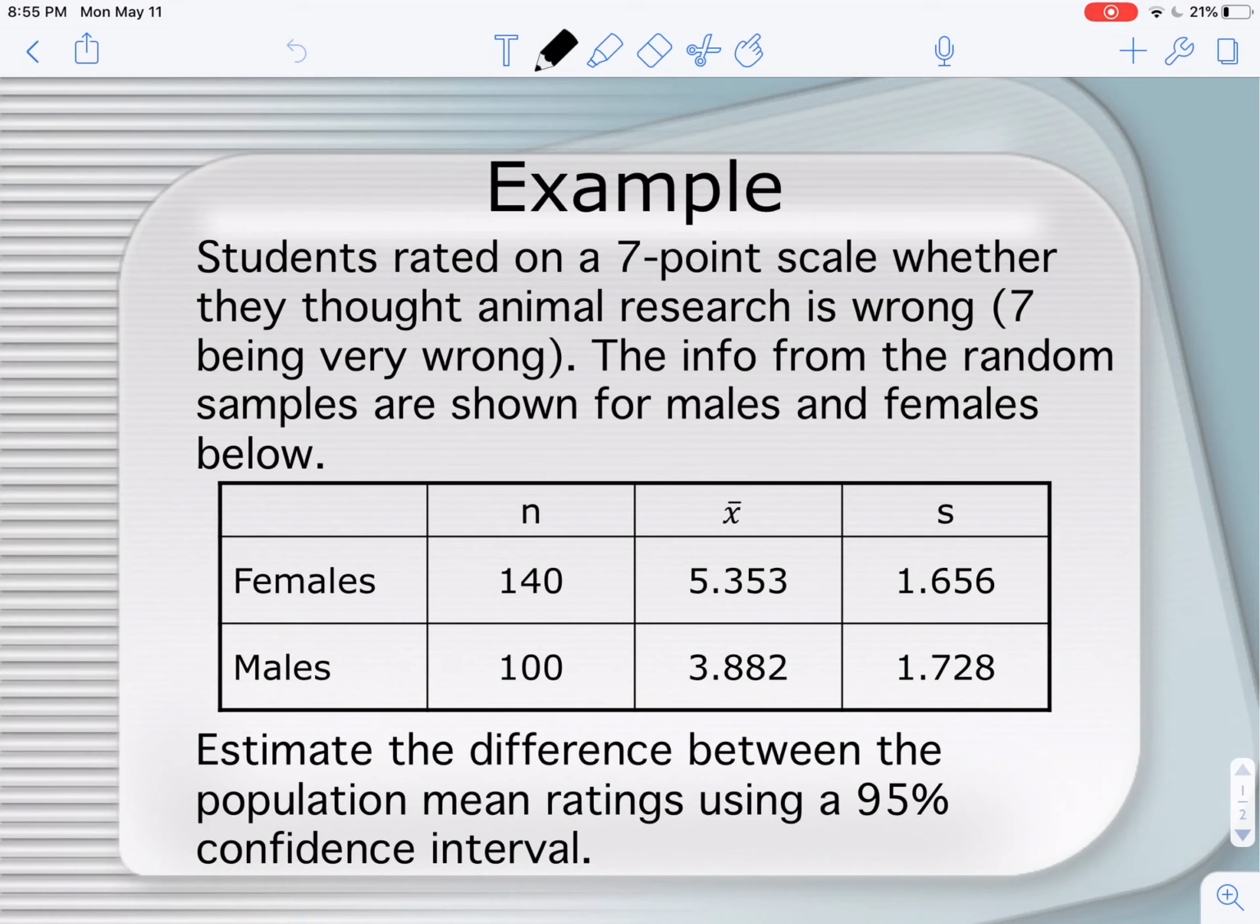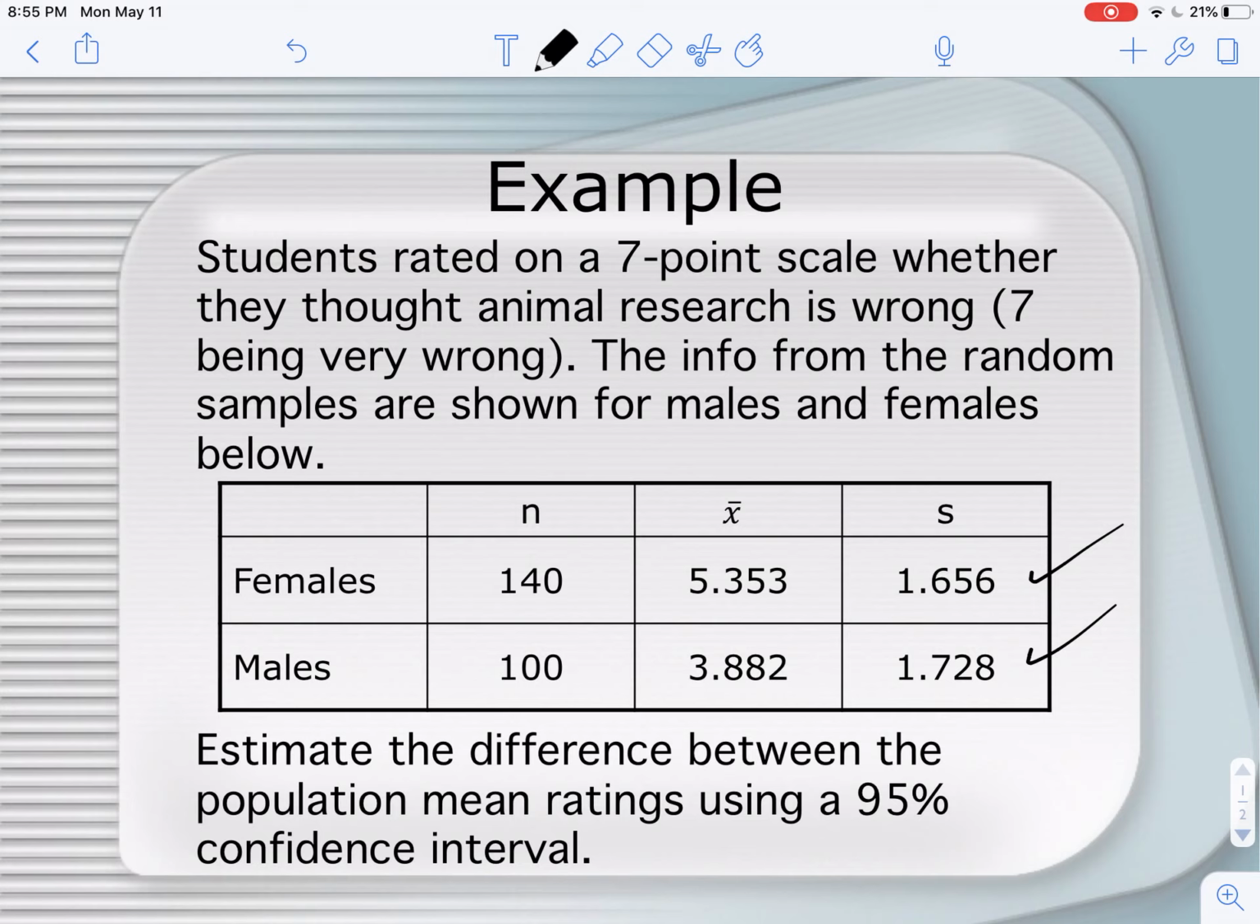Students rated on a 7-point scale whether they thought animal research is wrong, a 7 being very wrong. The info from the random samples are shown for males and females below. So we have our summary statistics for females and then for males. And then it says estimate the difference between the population mean ratings using a 95% confidence interval.